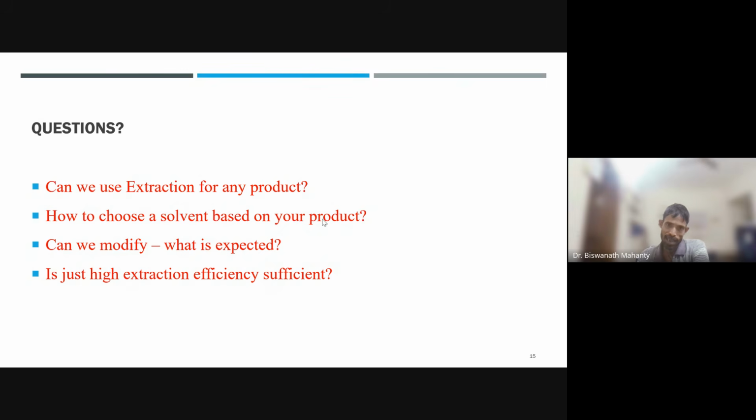Is high extraction efficiency alone sufficient? No, it is not, because in the case of biological molecules where activity is important, stability is also really important. So these criteria should definitely be considered. After extraction, how are we going to recover the product? Is it amenable, or is it going to be challenging for the stability of the product? That should also be considered.